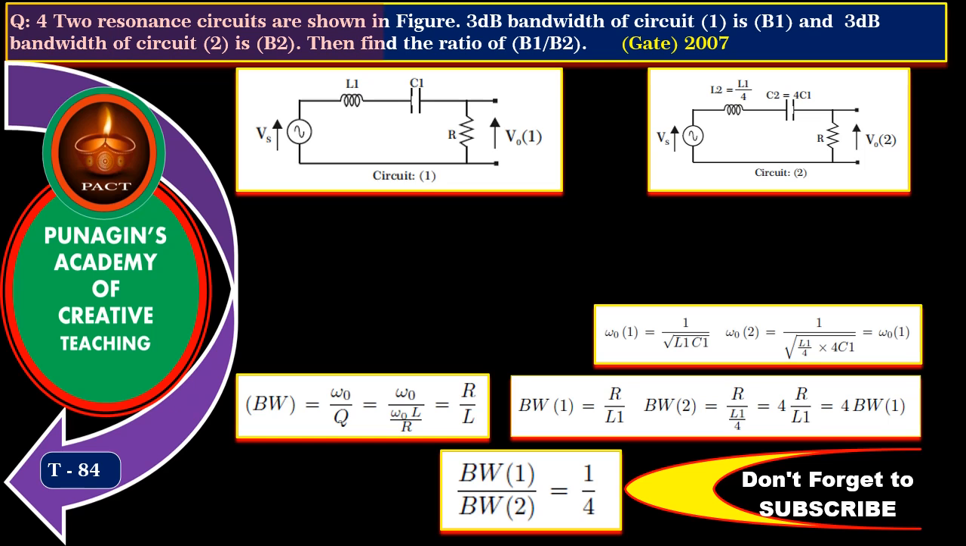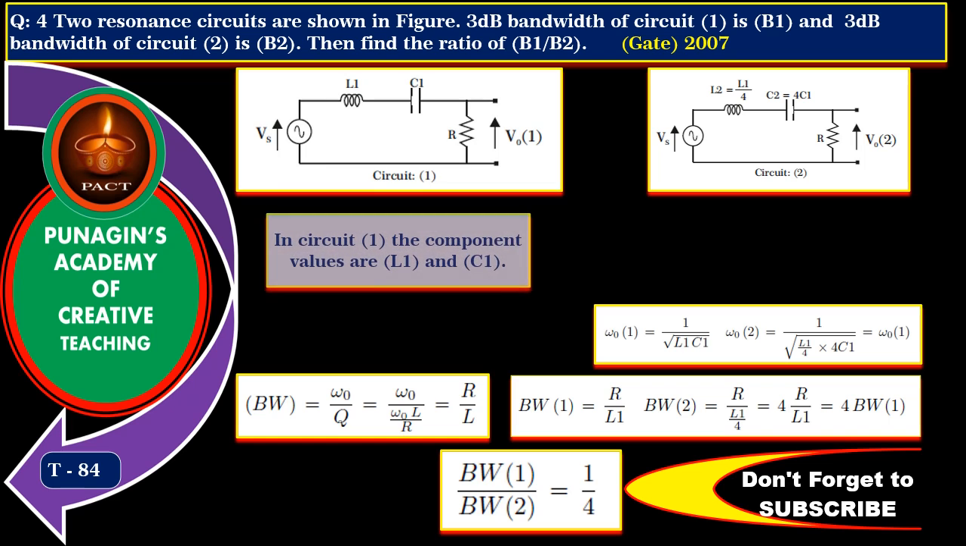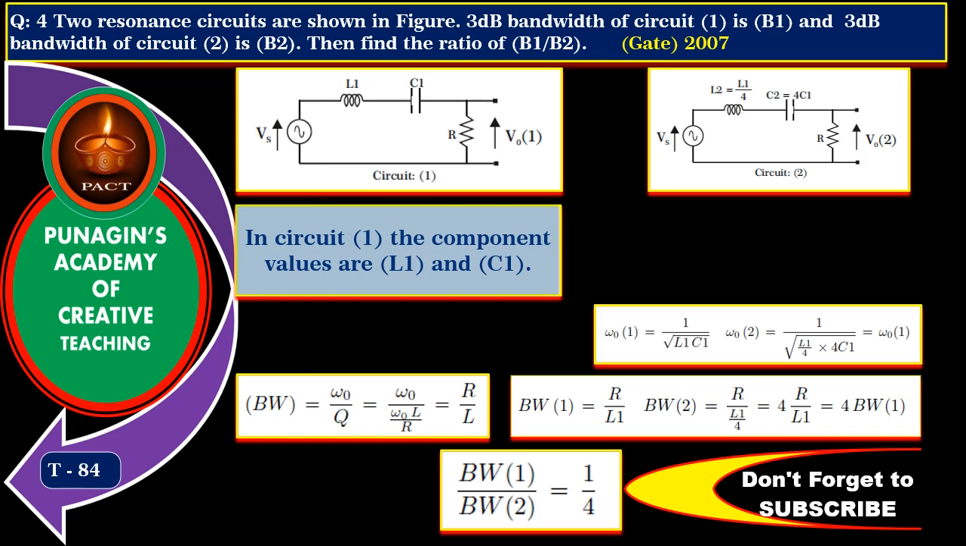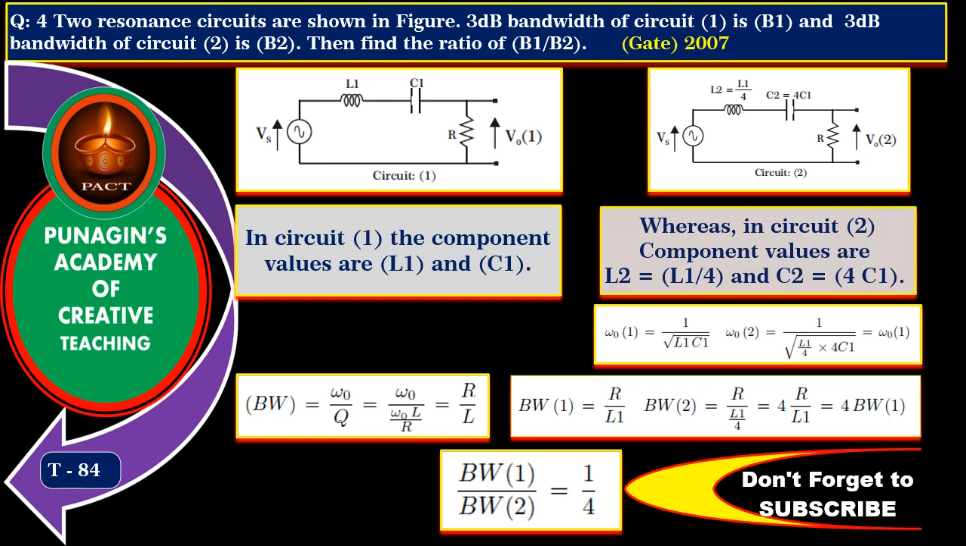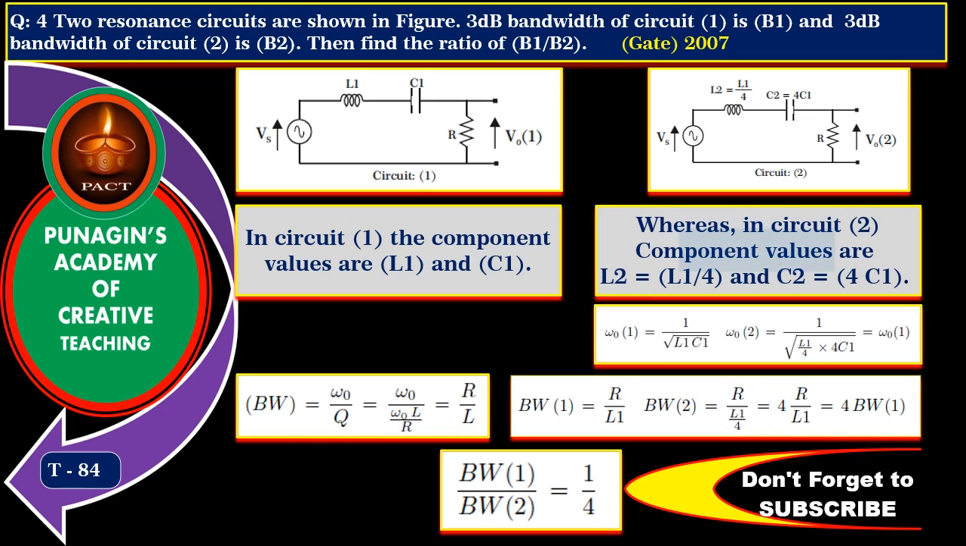Friends, finally we shall solve question 4. In this question, we are given two circuits. In one circuit, the component values are L1 and C1, whereas in the circuit 2, component values are L2 is equal to L1 by 4 and C2 is equal to 4C1. We are required to find the ratio of bandwidth 1 to bandwidth 2.